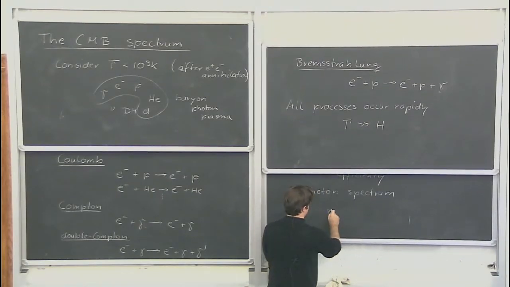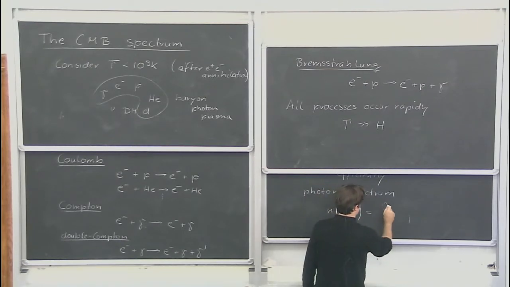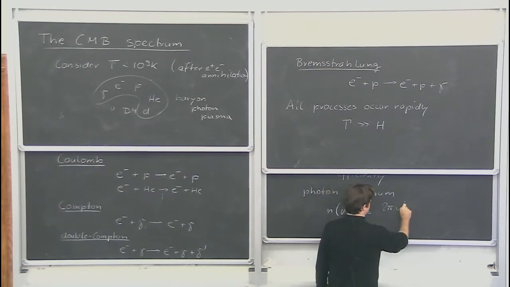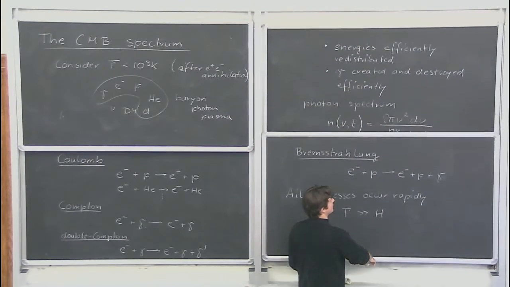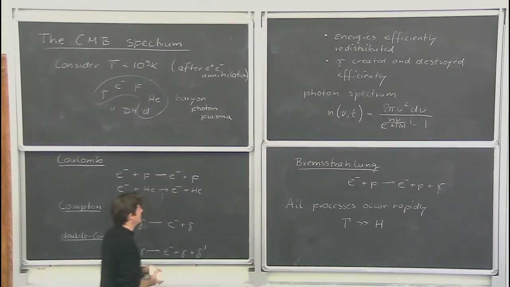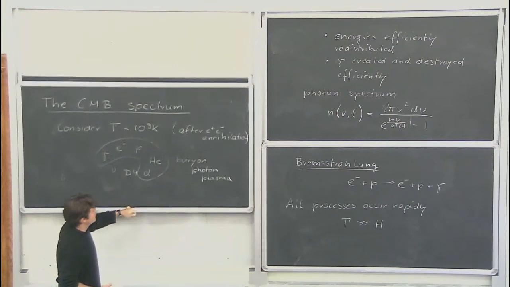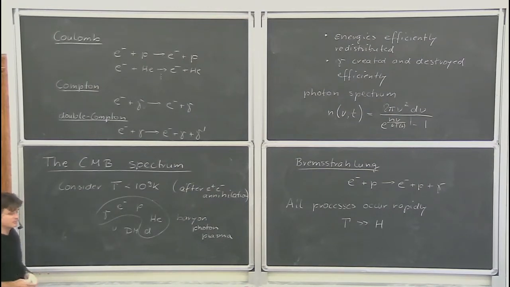Which I'll write as n as a function of nu, the frequency or the energy of the photon, as a function of time, is just 8 pi over c cubed, nu squared, where the 8 or the 2 here is because you have two spin states or helicity states, over e to the h nu over kT, where this depends on the temperature at the time, minus 1. So we have, certainly in the early universe when all these processes are efficient, the photon spectrum is a black body spectrum. And the question that we'll try to understand now is why, or to what extent, at what level of precision do we expect the spectrum at the present still to be a black body spectrum?